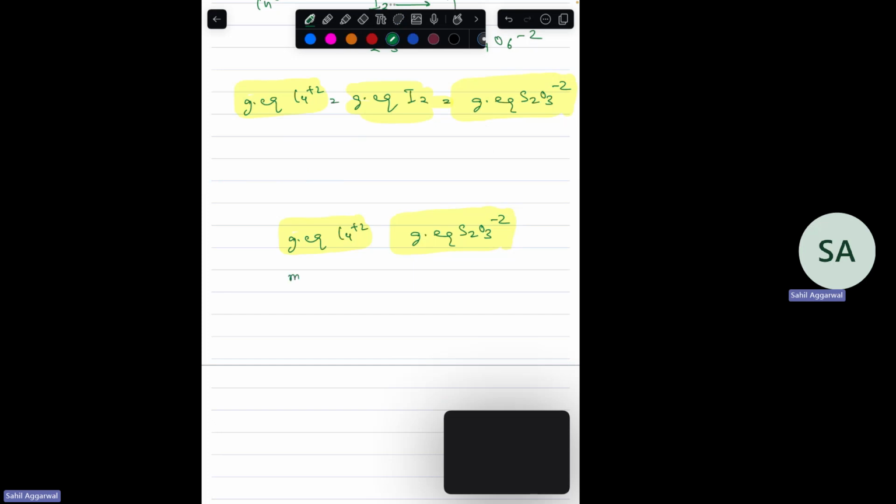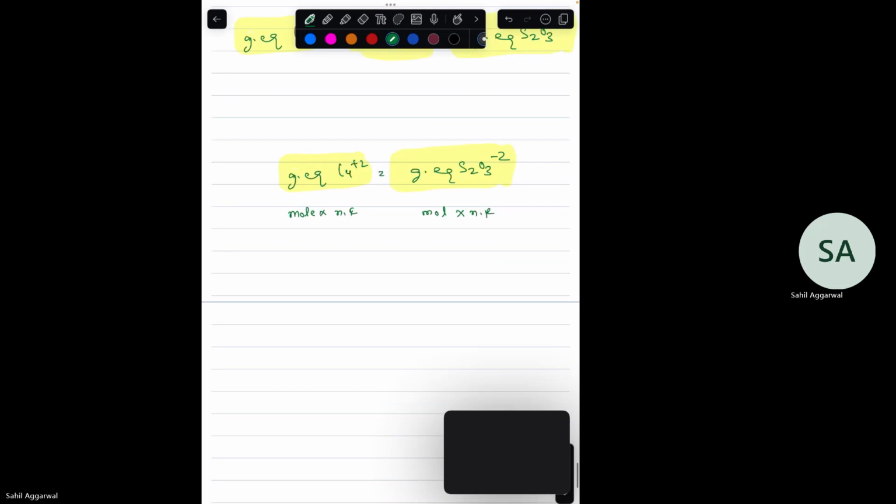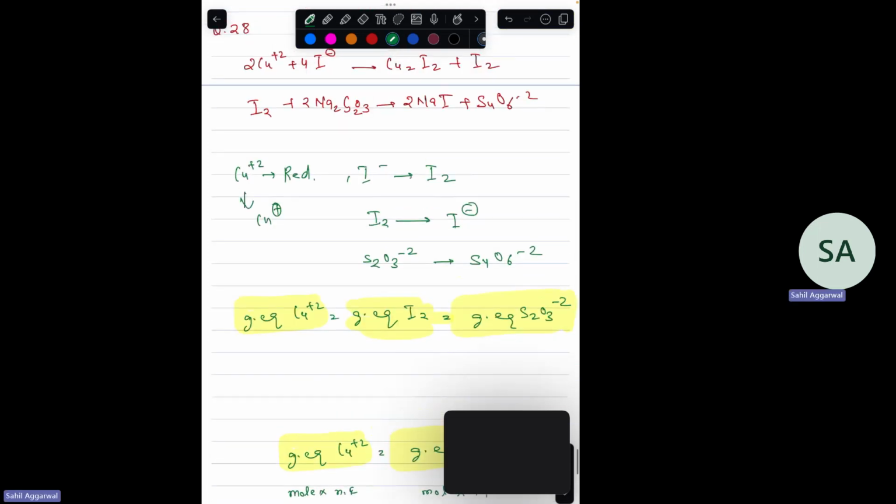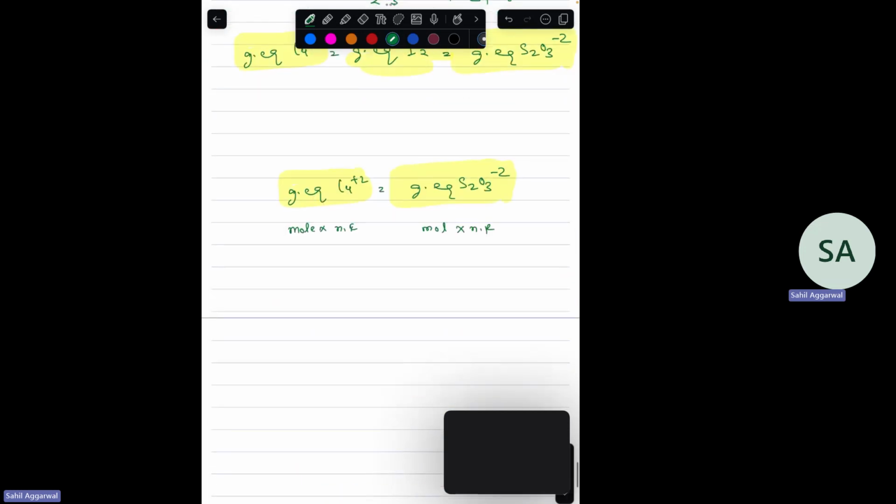Gram equivalent is what? Moles into n factor. This would also be moles into n factor. What will the n factor be? Cu2+ is converting to Cu+, so n factor would be 1. That would be 1 into 0.12.